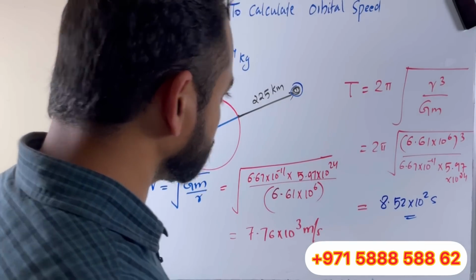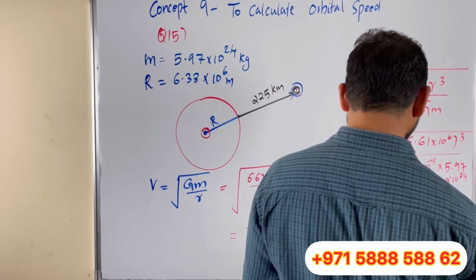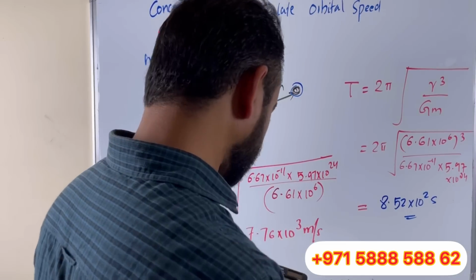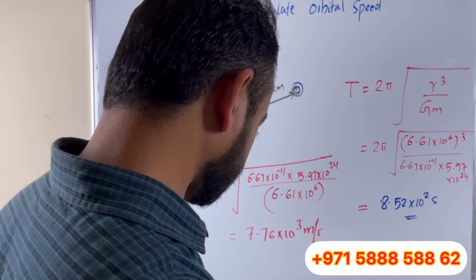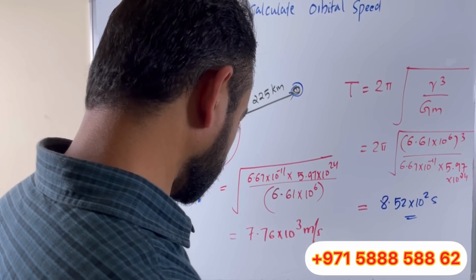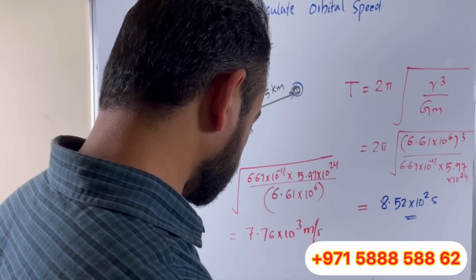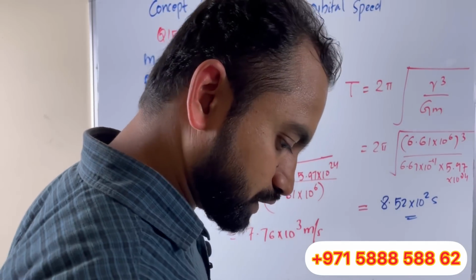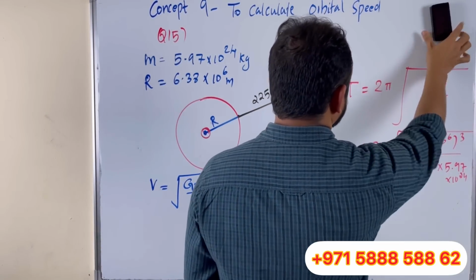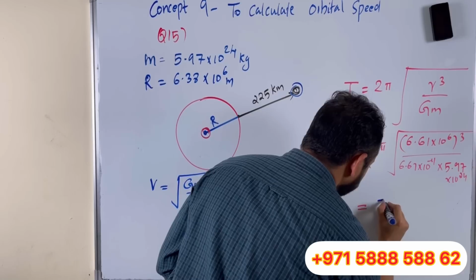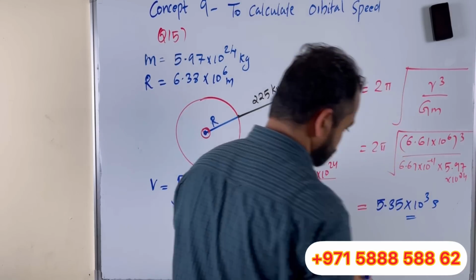Yeah, I didn't multiply this with 2 pi. Okay, so this is not the answer. We need to multiply this value with 2 pi. So 8.52 times 10 to the power, multiplied 2 times pi, equals 5.35 times 10 to the power 3. 5.35 times 10 to the power 3 seconds.